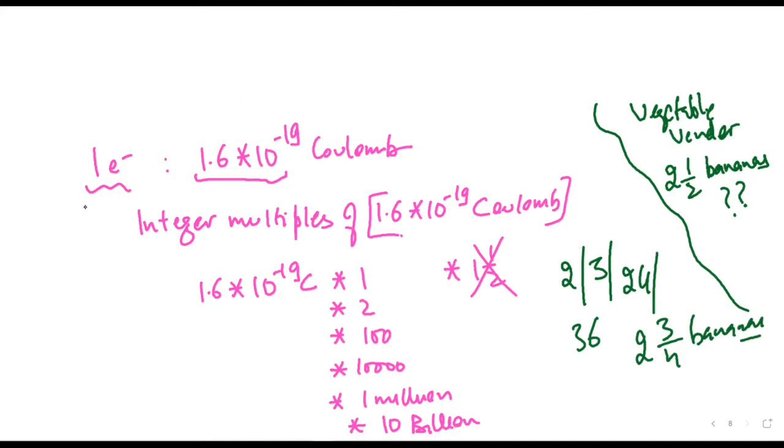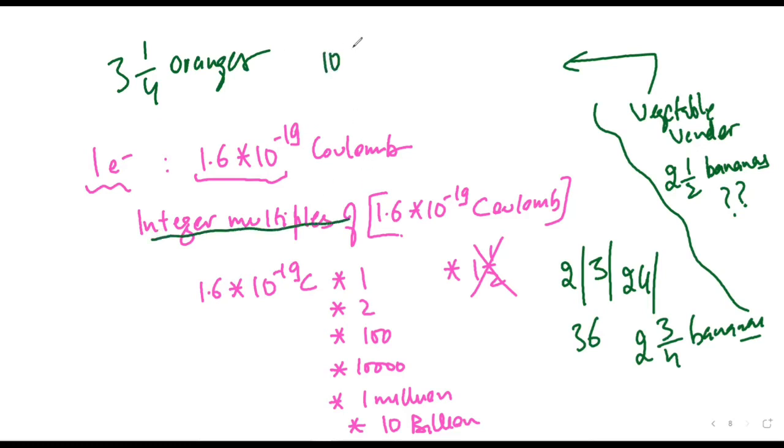Yes, sir. Again, the same vegetable vendor. Do you think he will give you 3 1 by 4 oranges? No, sir. So what I'm trying to tell you is that oranges and bananas and apples only exist in integer multiples. You can only have 10 bananas, you can only have 15 bananas. That is for buying and selling. People don't buy and sell 15.75 bananas. Is it making sense?